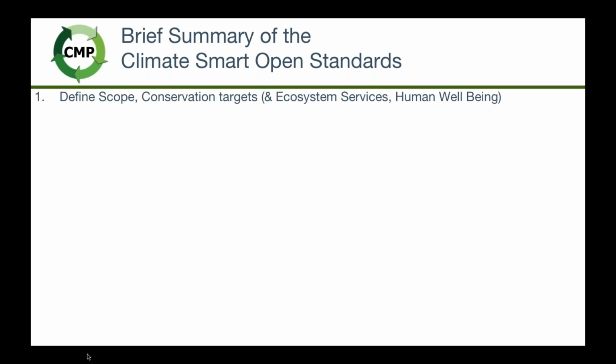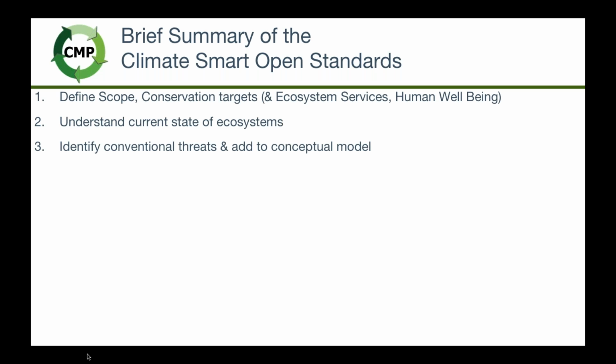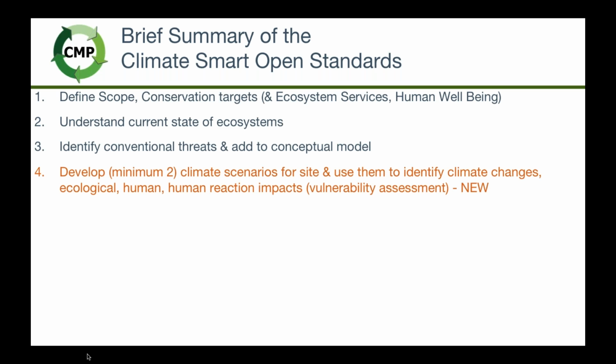Now, going to a clean slide, some of these steps are the same. You define your scope and your conservation targets, ecosystem services and human well-being. You understand the current state of your ecosystems. You identify your conventional threats and add them to your conceptual model. So that's all your typical Open Standards stuff. I've color-coded on these slides where we're doing something new or something different.